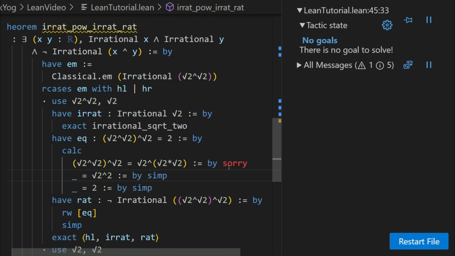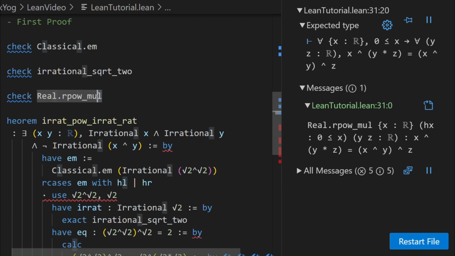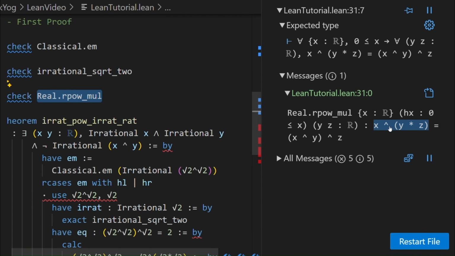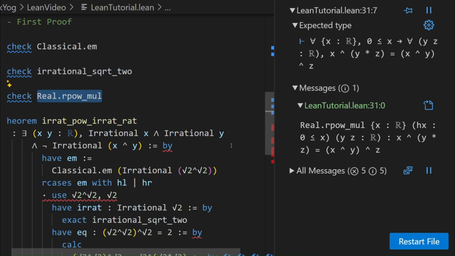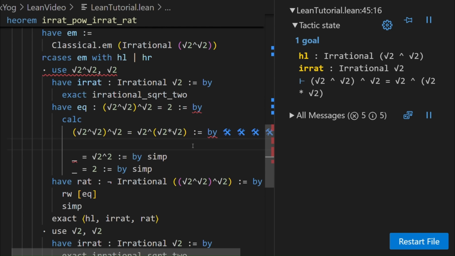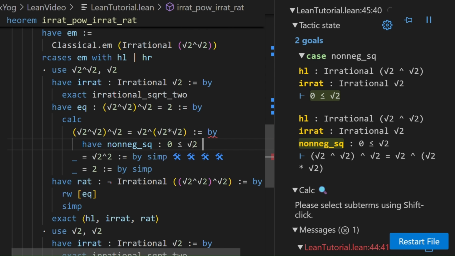The first one will require us to use a Mathlib theorem, real.rpower_mul. If given a proof of 0 less than or equal to x and two more numbers y and z, it will give me a proof of x to the power y times z equals x to the power y, whole to the power z. We'll have to show that 0 is less than or equal to square root 2, which simp can handle.